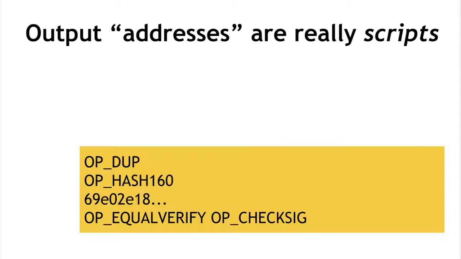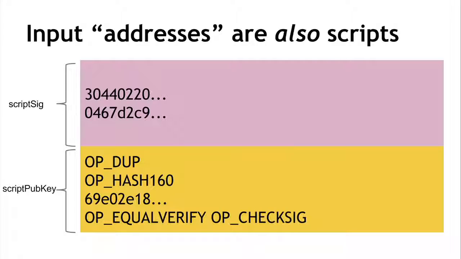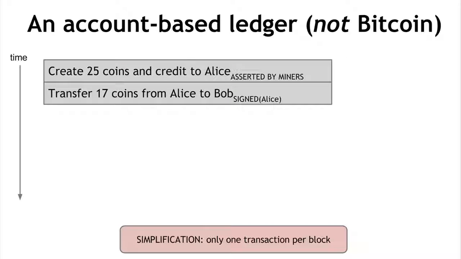So what happens to this script? Who runs it? How does this script indicate who has the ability to spend these coins? The secret is that the input address is also a script. So that's a bit of script that you combine with the output address. You simply concatenate them. And that we're moving 17 coins from Alice to Bob. That will be signed by Alice to authorize the transaction, and that's all the information that would be contained.